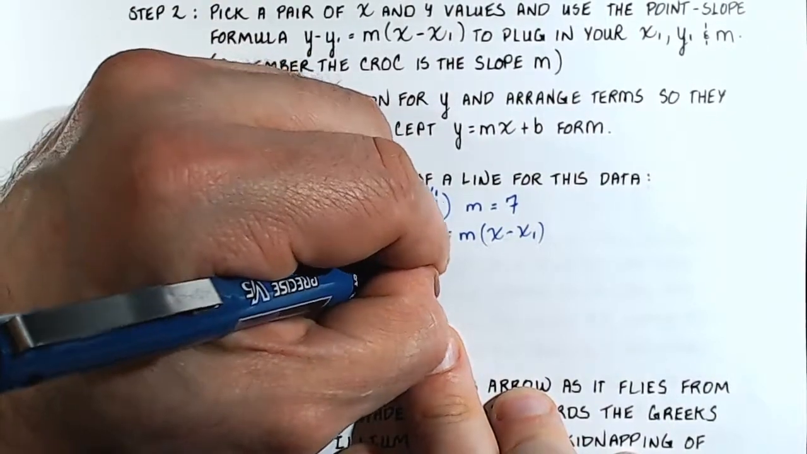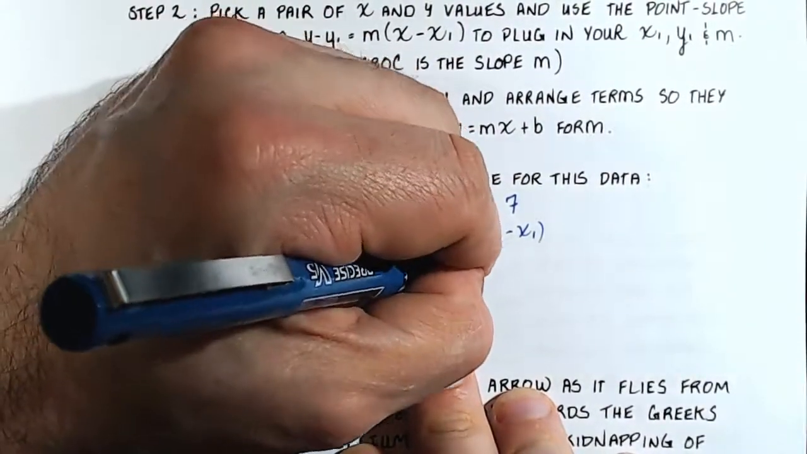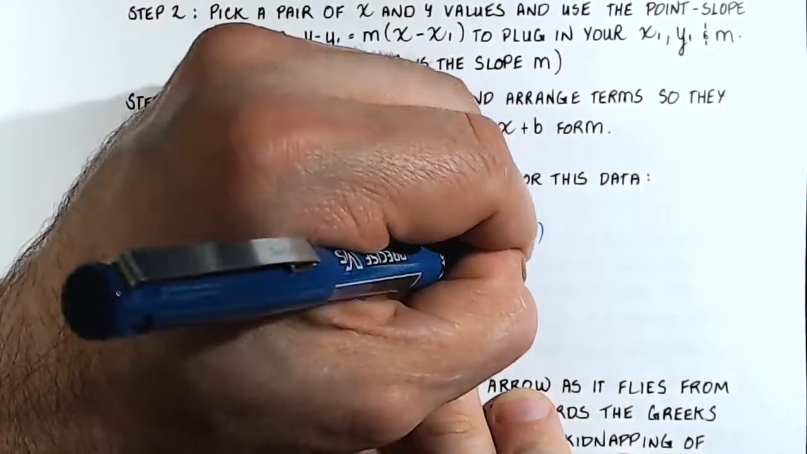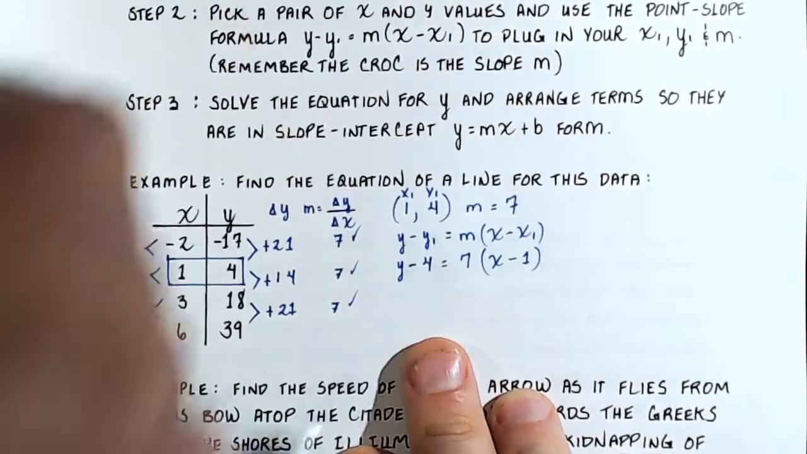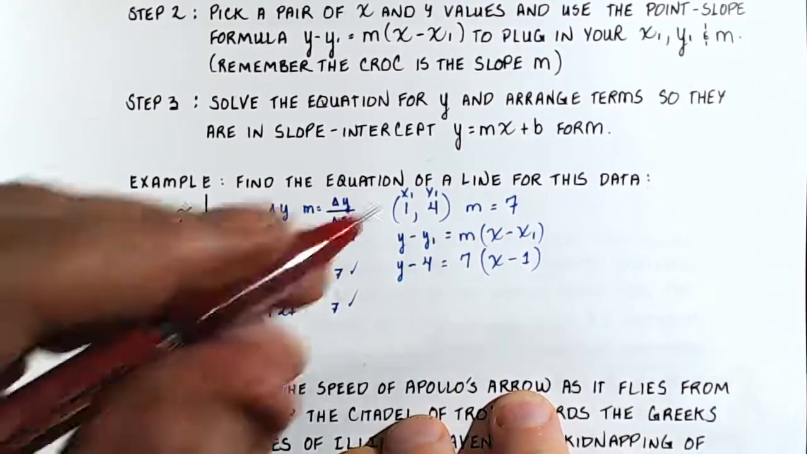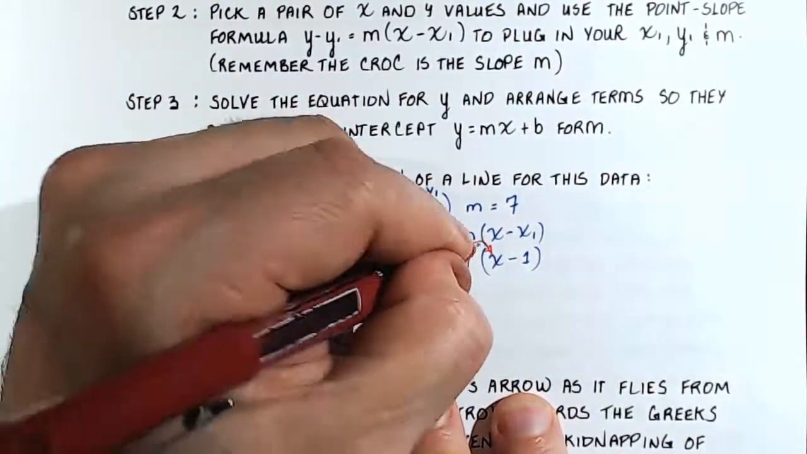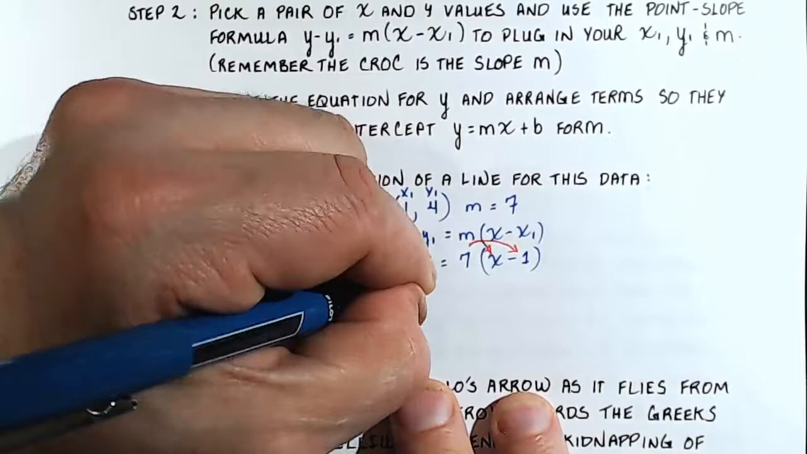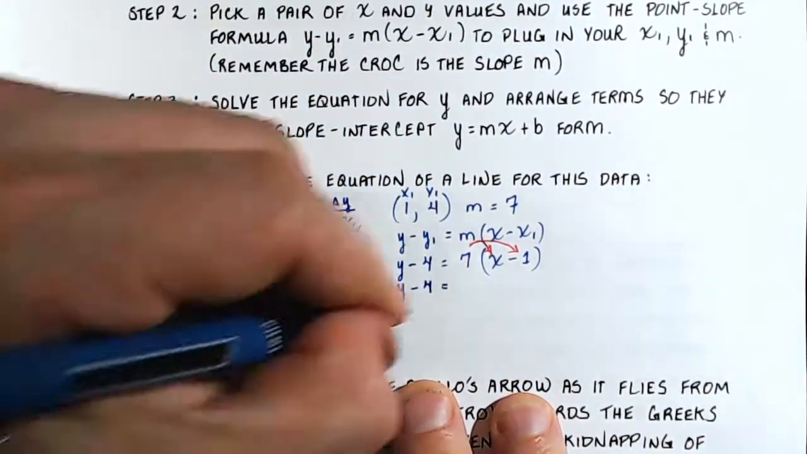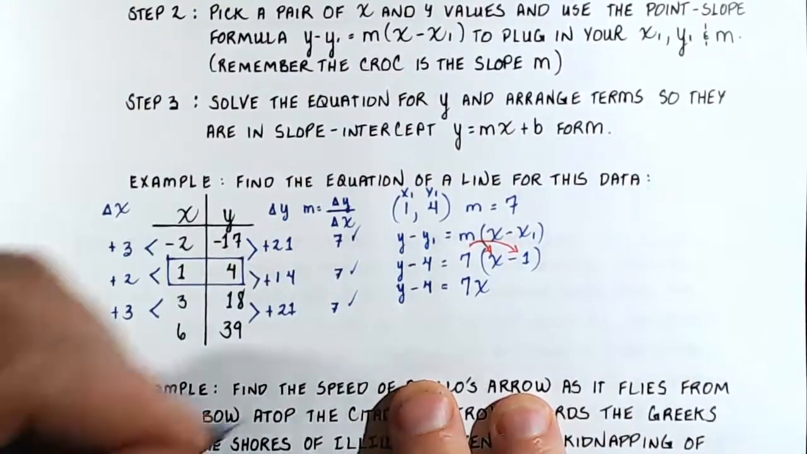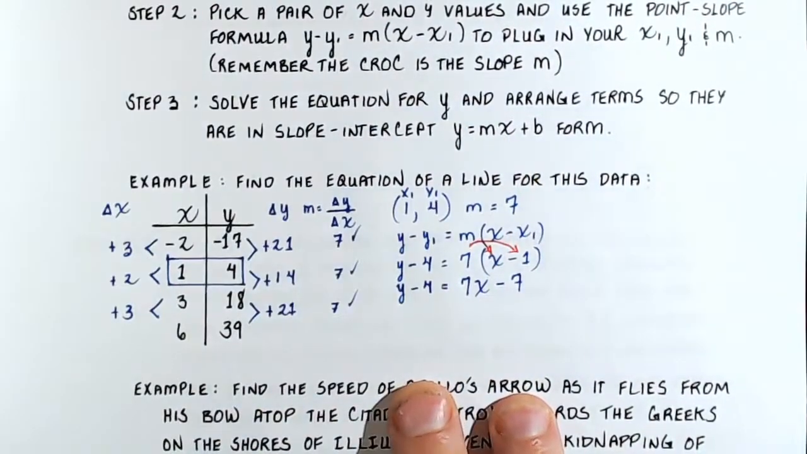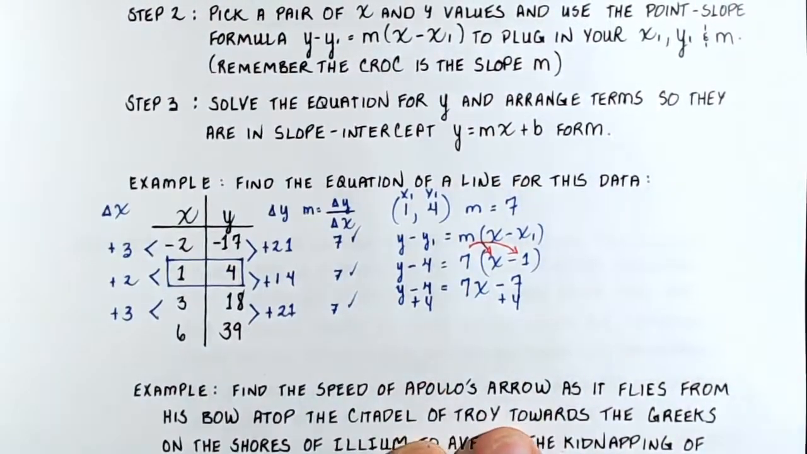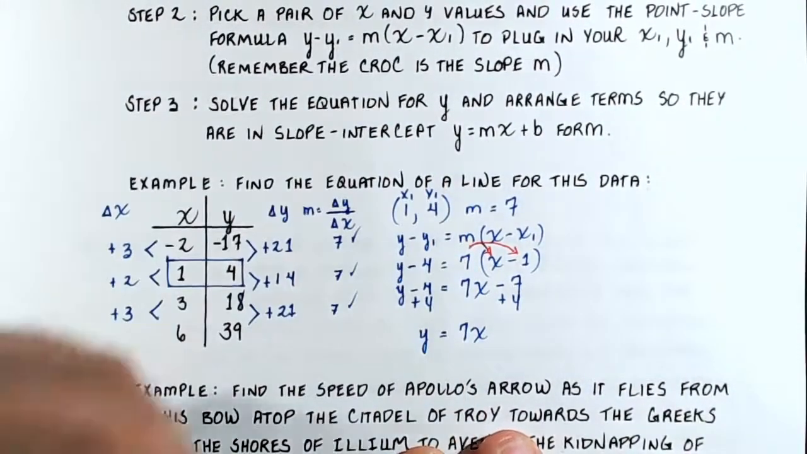Y minus 4 equals 7, open parentheses, x minus 1, close parentheses. I have to distribute this 7 through each term in the parentheses. So I have y minus 4 equals 7x minus 7. Now add 4 to both sides. And I have y equals 7x minus 3.